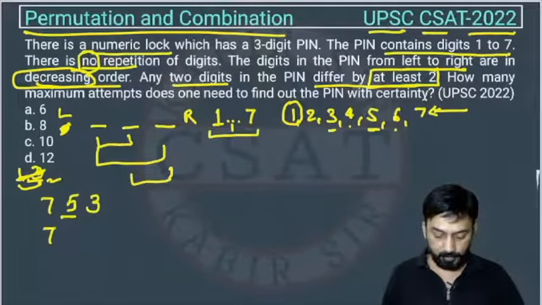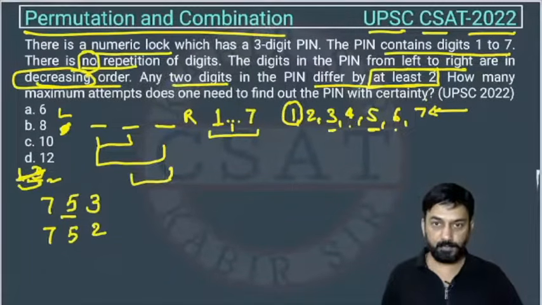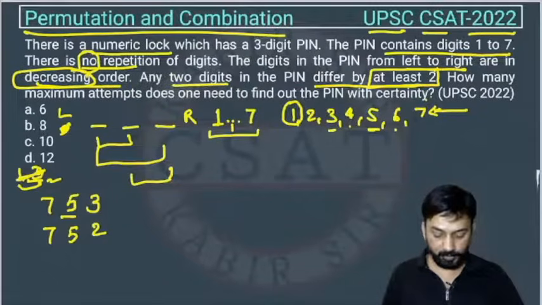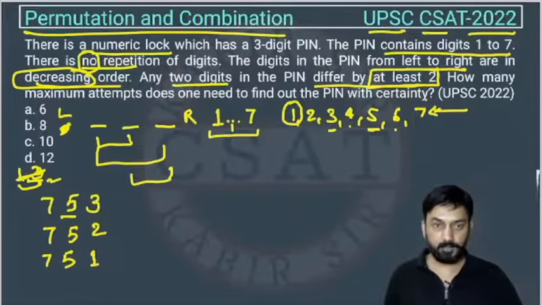So suppose I am keeping this 75. If I am not putting 3, it could be 2 also, because the difference between 5 and 2 is 3, 7 and 5 is 2, and 7 and 2 is 5. So the difference is more than 2 in every case. The next password can be 75, this can be 1. So with 75 there is no other possibility.